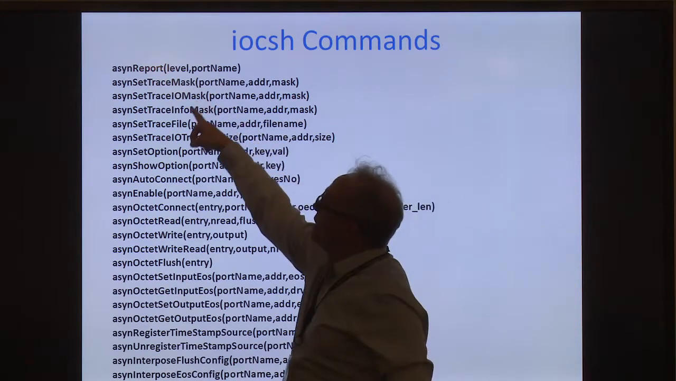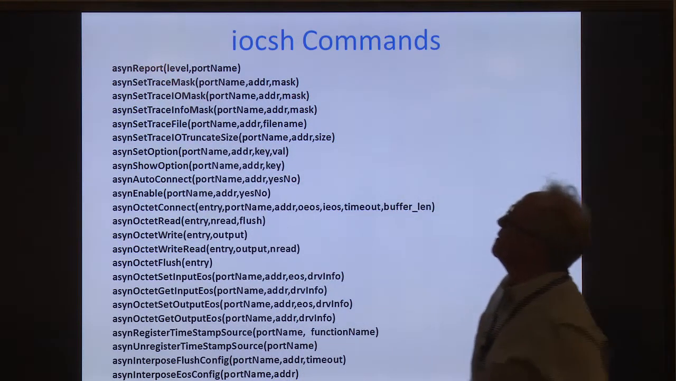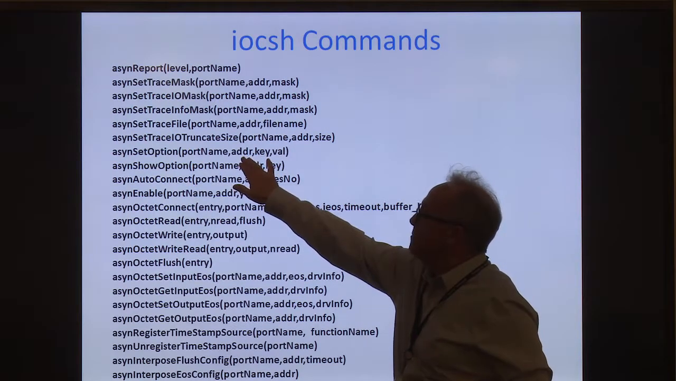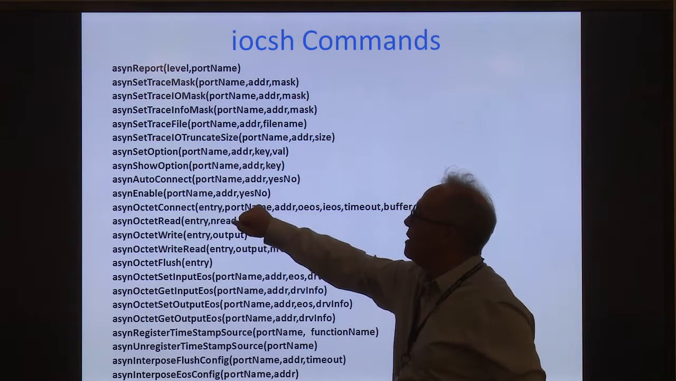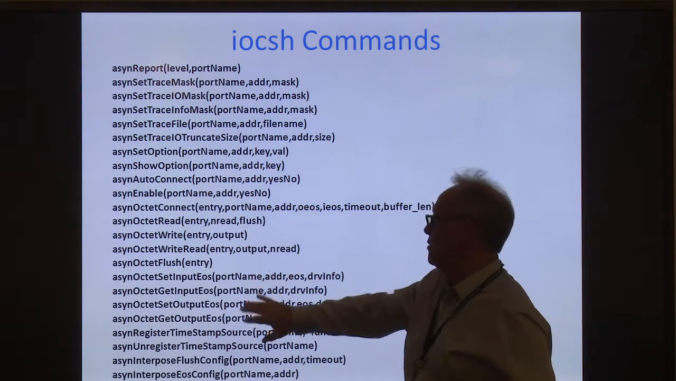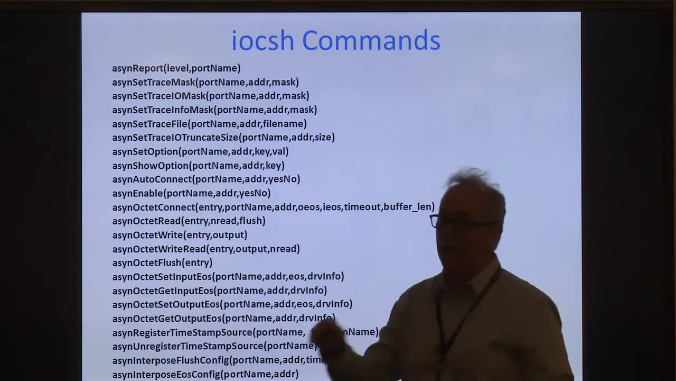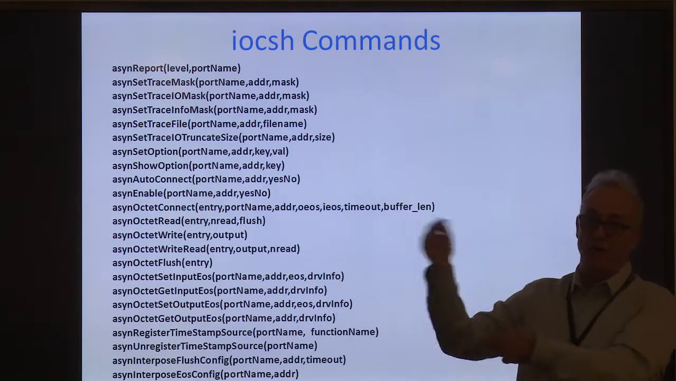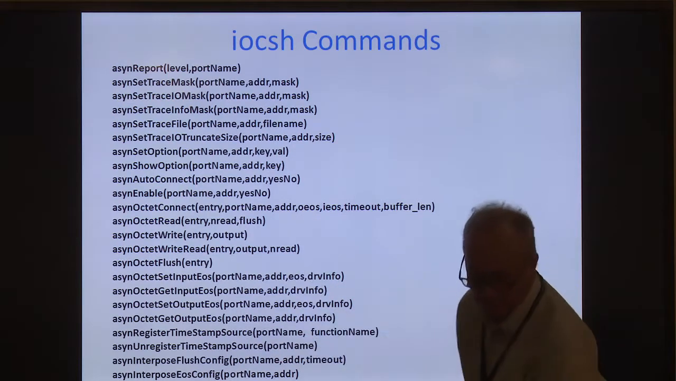This lets you turn debugging off and on, and I'm going to get to that in a minute. So all these asyn set trace commands let you turn on debugging at different levels in your driver. This would be asyn set option. That would be setting the serial port baud rate, and so on. Show option. Oh, here the asyn set output and input EOS. So that's how you tell it, your device sends you carriage return line feed, but you only want to send carriage return, whatever.